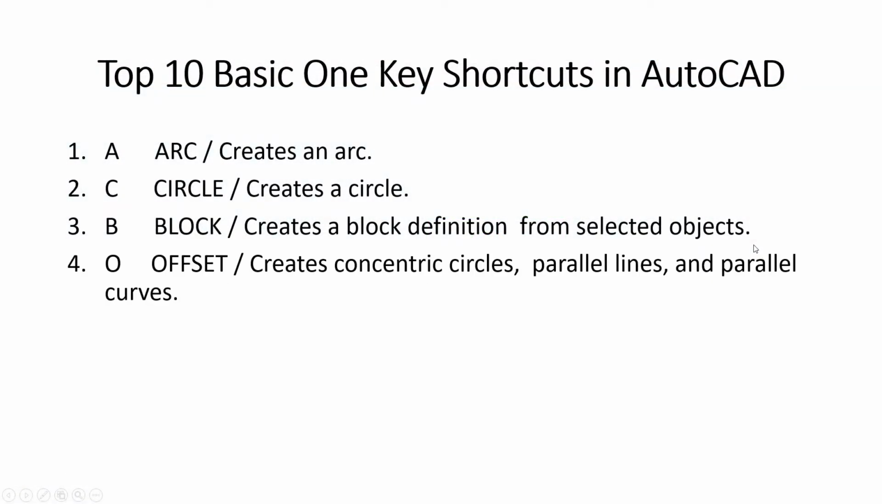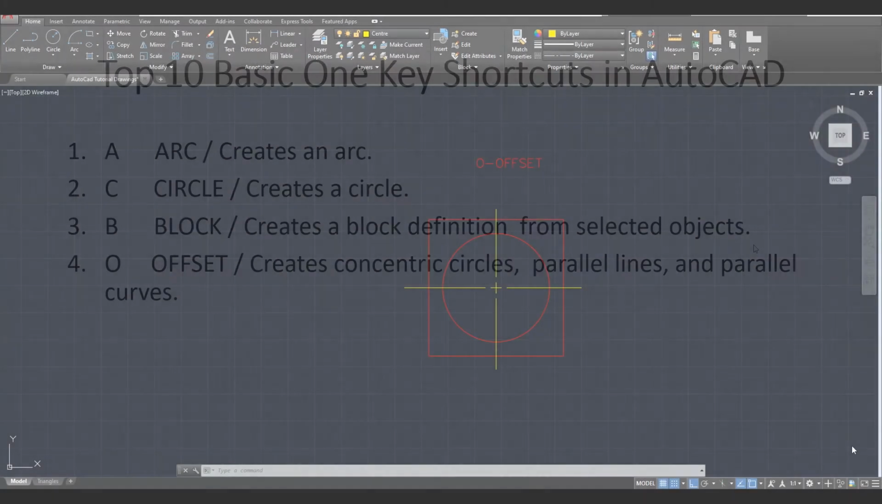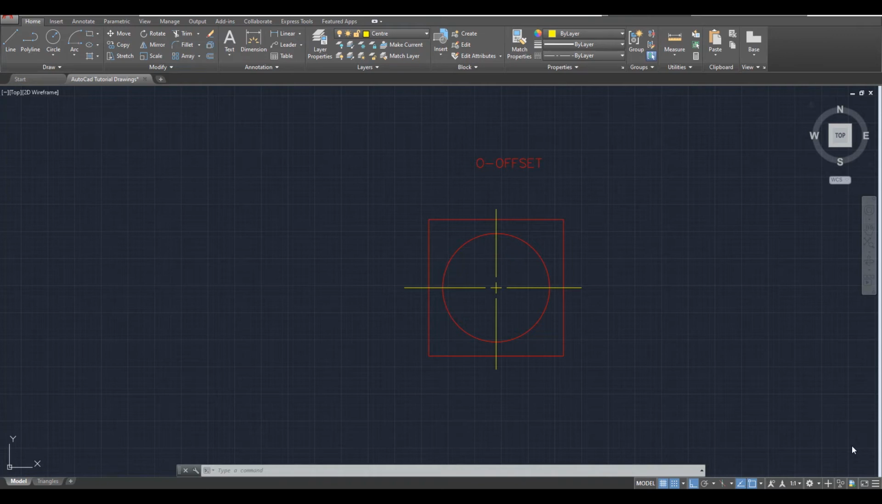Next up, we have O for offset. This creates concentric circles, parallel lines, and parallel curves. Let's take a quick look at this over in AutoCAD. Alright, so back in CAD, and we're going to look at the offset tool. And the offset tool, as we said, basically gives you a duplicate or a copy, but not really a copy. It just creates an object that is at a certain distance from another object that was created.